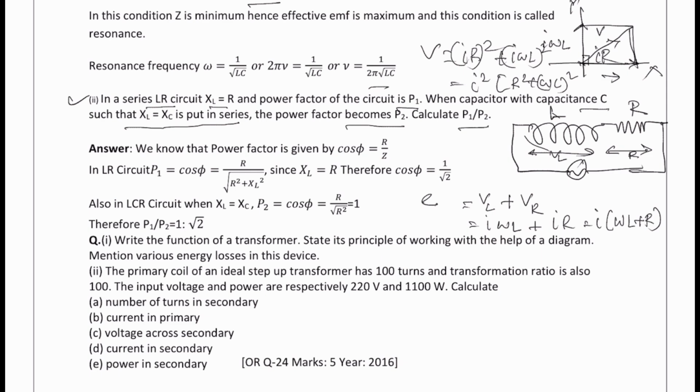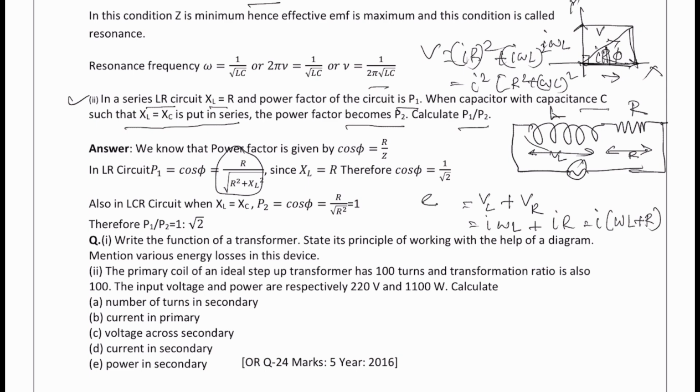And what is cos phi? This is the phase difference between the resultant EMF and the current. Cos phi is B by H. B means IR, by H. H is equal to I into root over R square plus omega L square. I cancels out, leaving R by this.